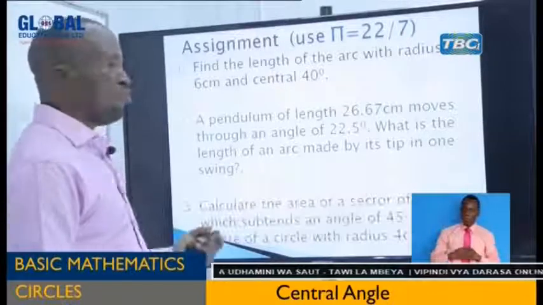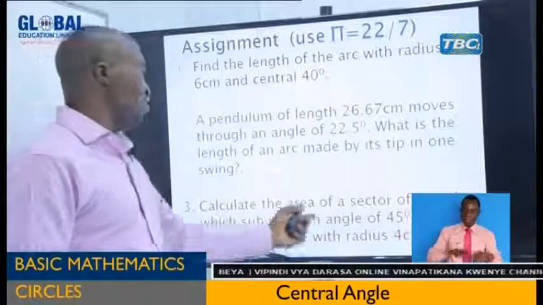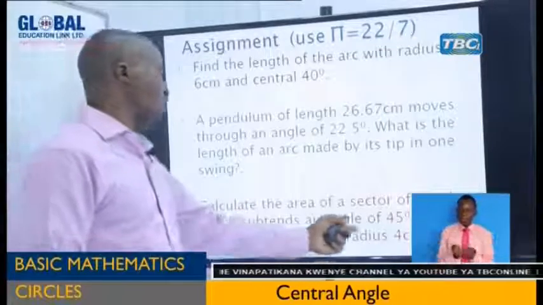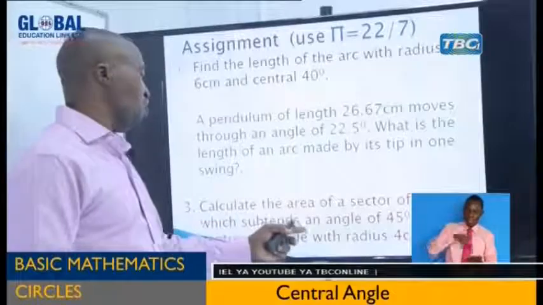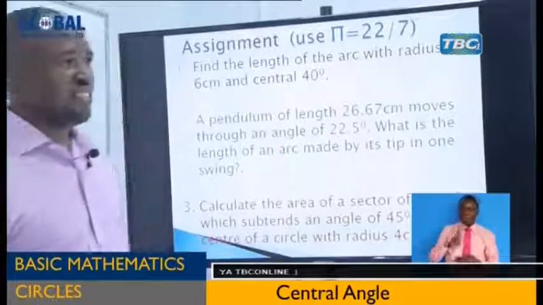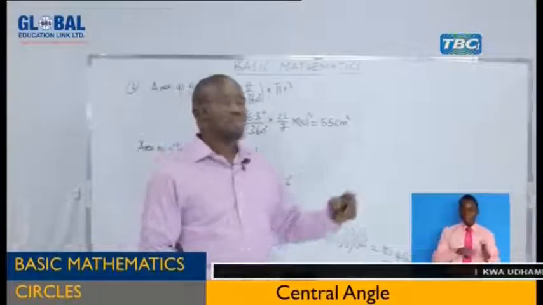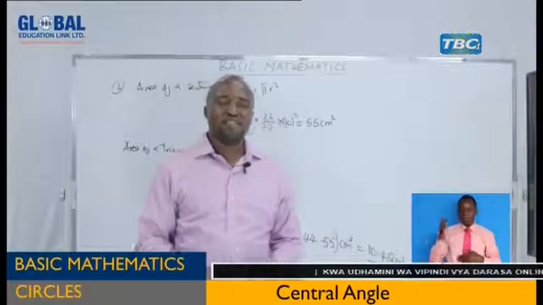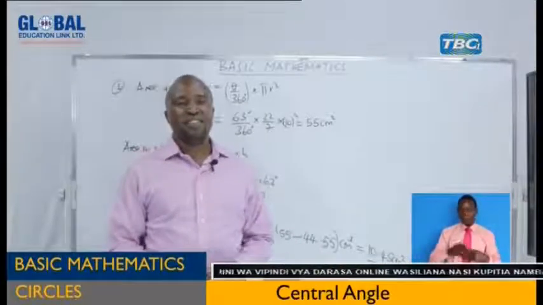And the last question: calculate the area of a sector of a circle which subtends an angle of 45 degrees at the center of a circle with radius 4 centimeters. So my dear student, make sure that you try doing these questions. It is the assignment for you. You can discuss with your fellows. I'm sure you are going to manage doing the assignment.